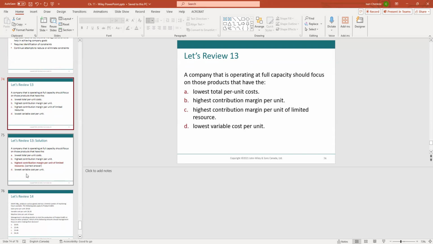How can I maximize the profit in a company that's operating at full capacity? Highest contribution margin per unit of limited resources. Yes, that will be the correct answer.